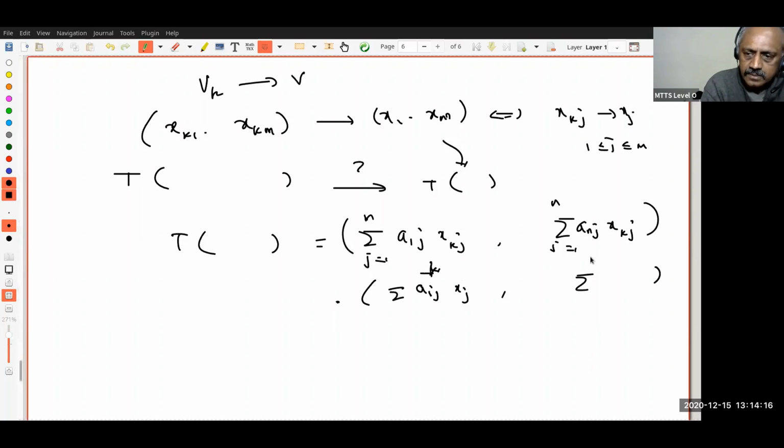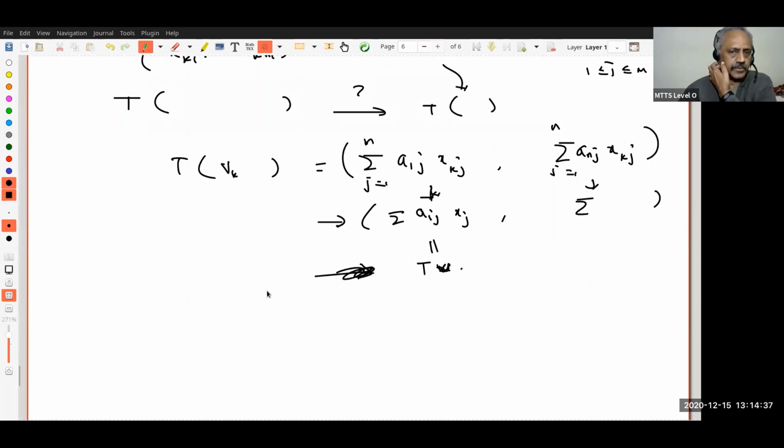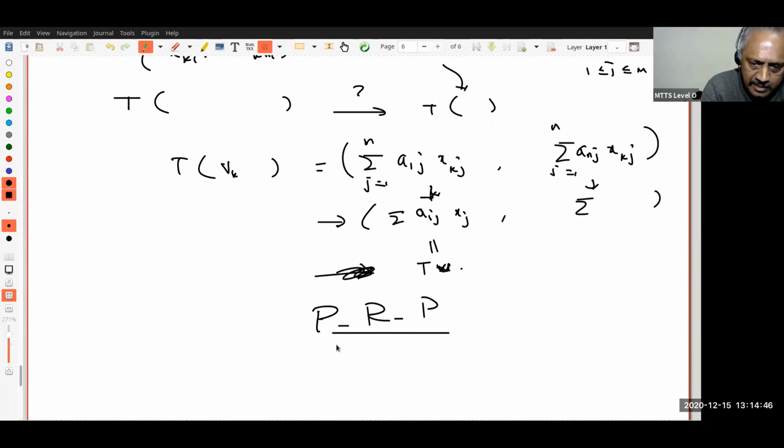This converges to this. But what is this? This is T of v. Yeah, this is T of vk. Right? So this is a convergence now. But this is equal to this. So what do you think I have proved? I have proved any linear map is continuous. Again, if you are very uncomfortable, please spend at least a couple of minutes to go through this.